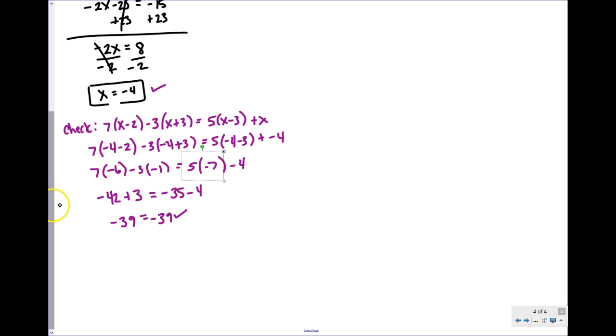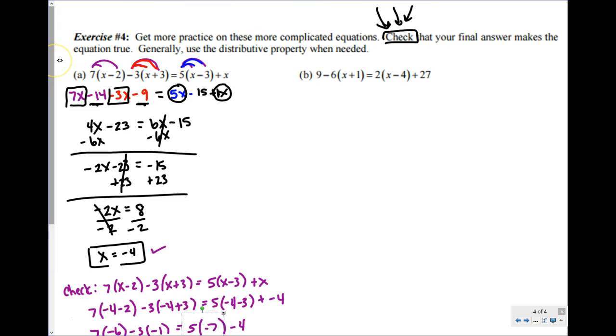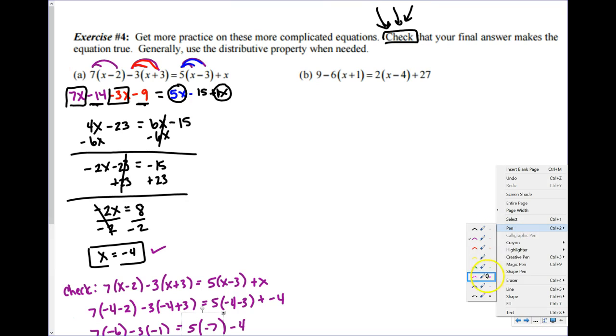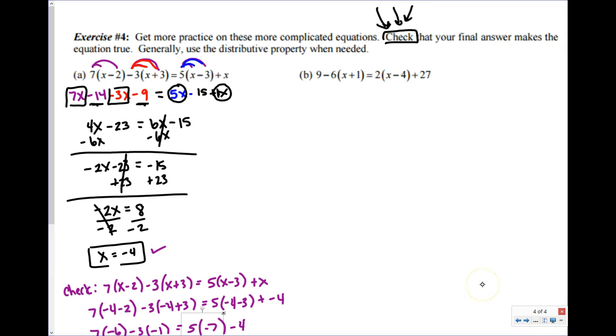Okay? Alright, we're reaching the end. Stay with me, we've got one more problem left. Letter B. Let's do it in blue. Okay? Alright, first thing I do is distribute. This 9 minus 6, I want to be really careful with this.